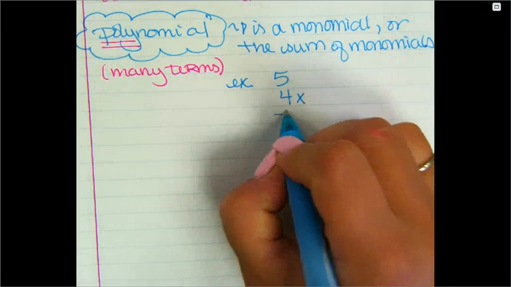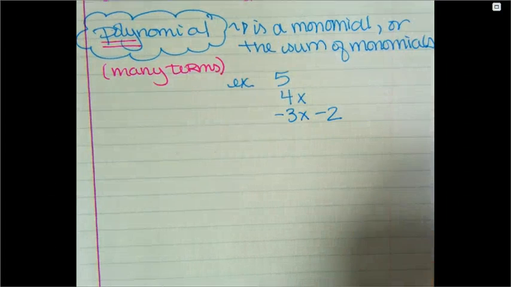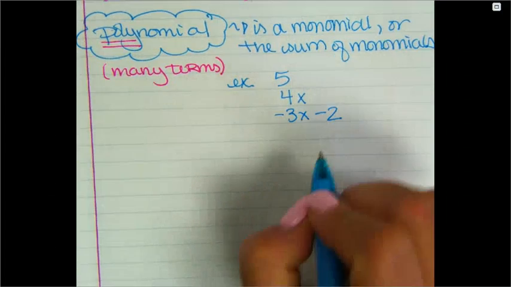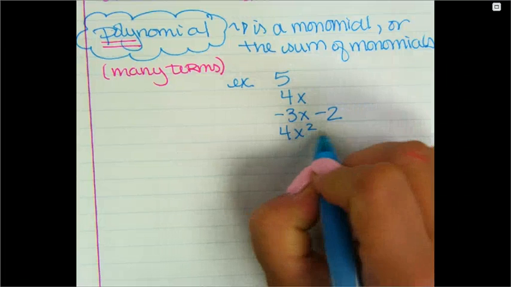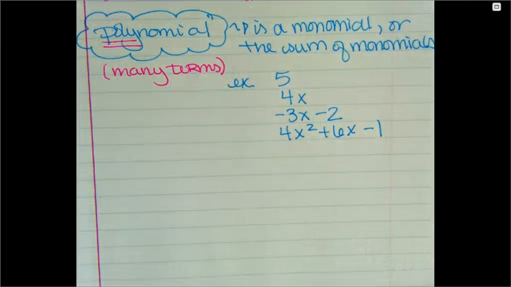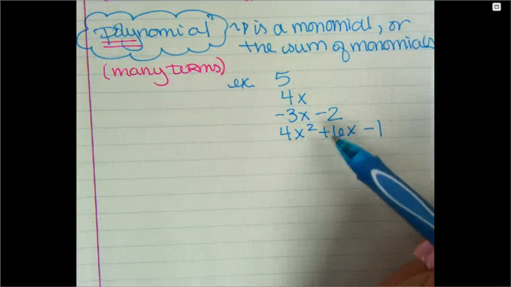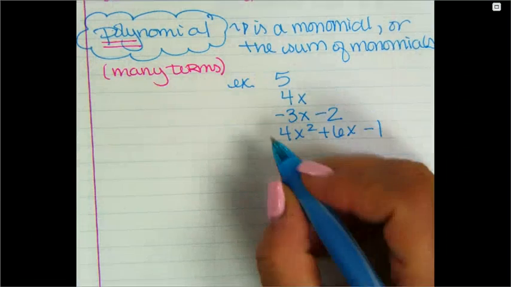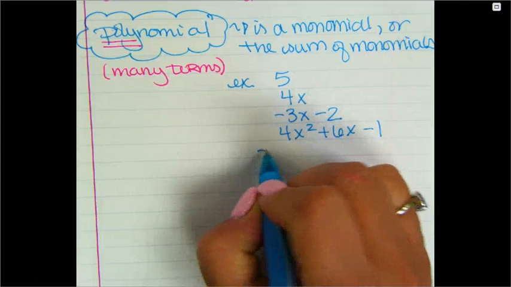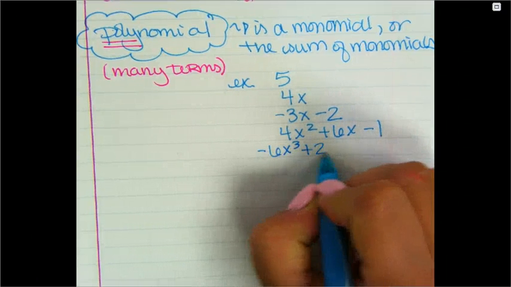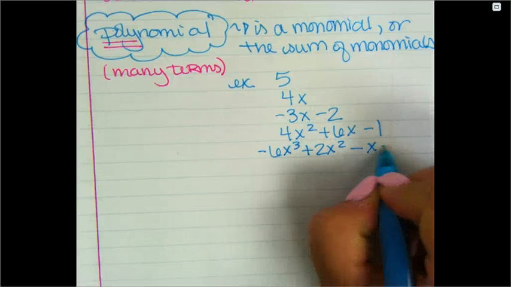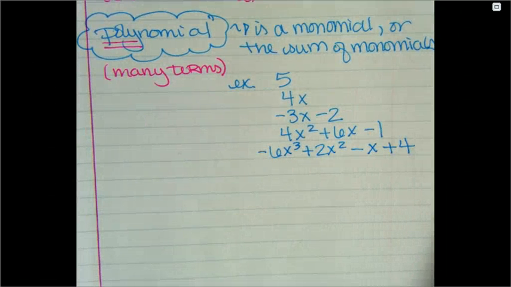You can have something like negative 3x minus 2. You could have 4x squared plus 6x minus 1. So we have monomials, binomials, trinomials, or you can have something like negative 6x to the third plus 2x squared minus x plus 4. Could I keep going? I could, but I'm not going to.